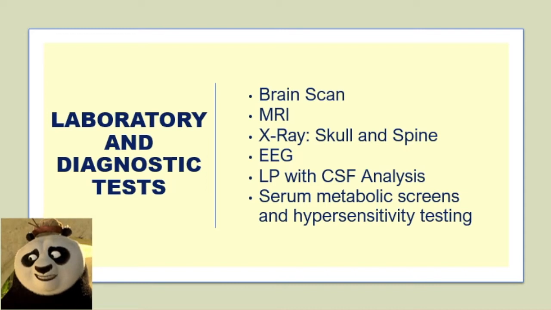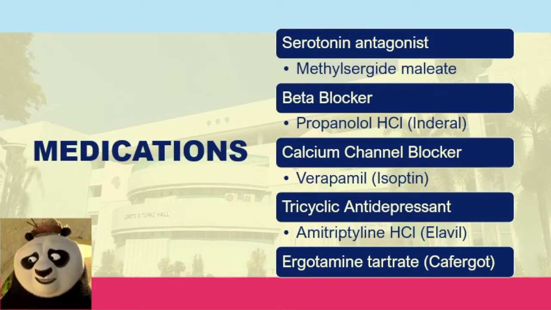So by the way, your CSF analysis is usually done if inflammation is suspected, which implies that infection is more likely. For that reason, your lumbar puncture with CSF analysis is done. So class, we have the following medications. So you have your serotonin antagonist. Recall earlier that we have mentioned that the increase of serotonin could possibly lead to migraine headache. One of the hormonal factors that we consider is the increase of your serotonin. For that reason, class, we have medications such as your serotonin antagonist, an example of which is your methysergide maleate.